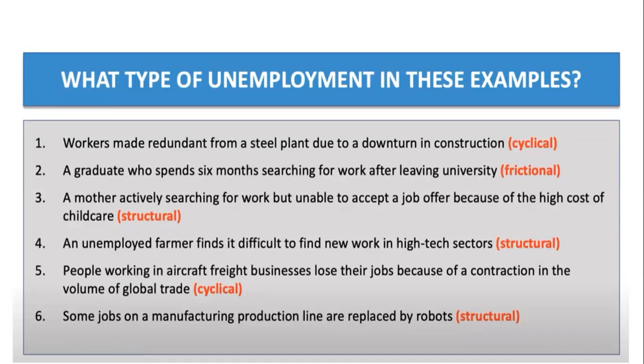So, workers made redundant from a steel plant due to a downturn in construction. And that'll be cyclical unemployment, where we have a situation where the individual is, through no fault of their own, affected as the construction industry falls, labour being derived demand, the demand for steel falls, therefore the demand for steel workers will also fall as well.